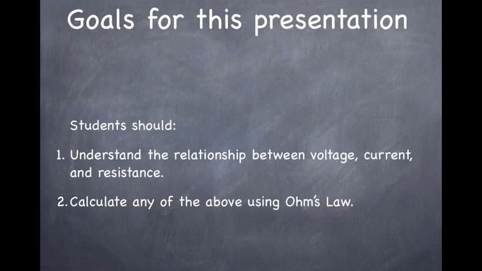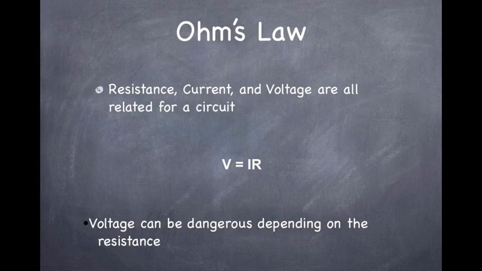Goals for this presentation: students should understand the relationship between voltage, current, and resistance, and be able to calculate any of them using Ohm's law. Now, this lecture is very short. It is exactly one slide before we go to the summary of the goals. It is this: Ohm's law, V equals IR.